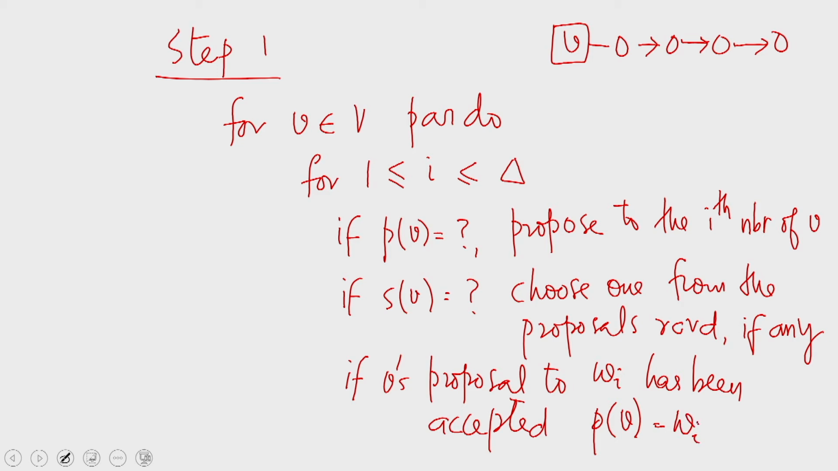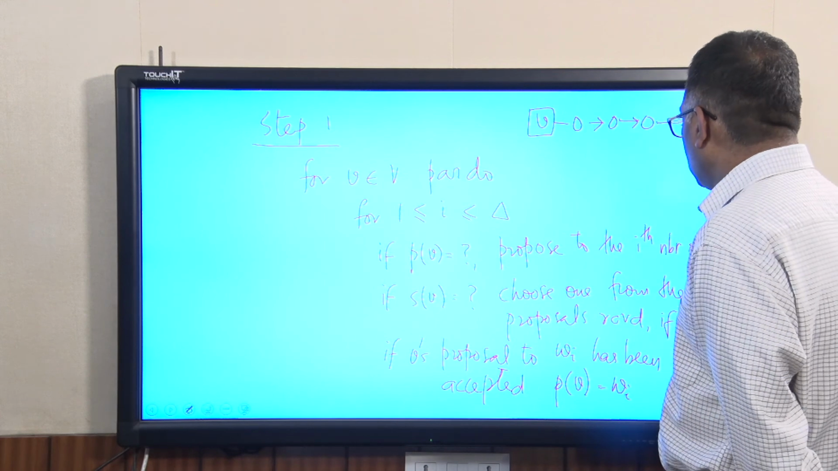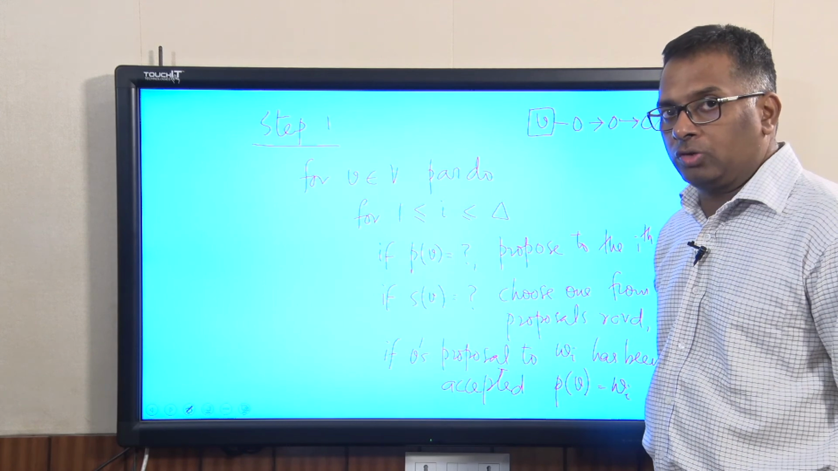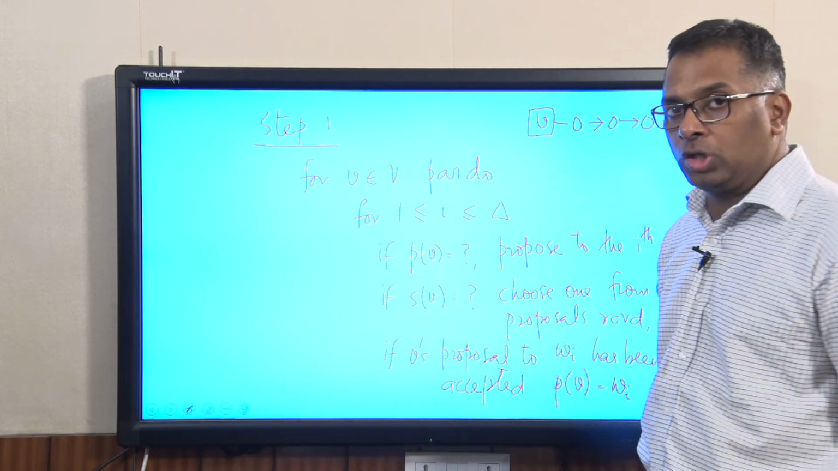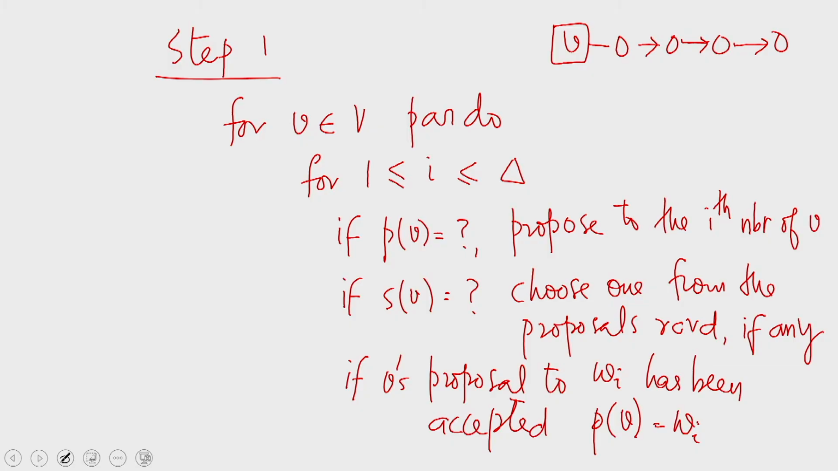So, once again what is happening is this: we are attempting to define a predecessor as well as a successor for every single vertex. For every vertex we have delta iterations. If the predecessor of vertex V is not defined yet, then it will propose to the ith neighbor of V. So, this is happening synchronously. Every vertex is proposing to its neighbors in this one step. So, this is, let us say, step 1.1. In step 1.1, every vertex is proposing to its ith neighbor.